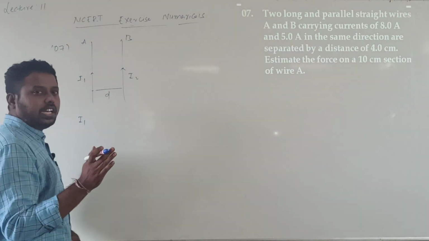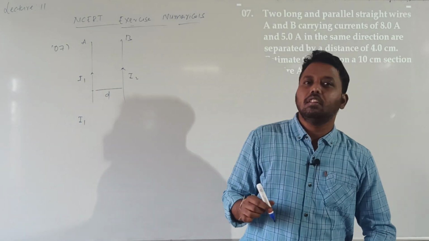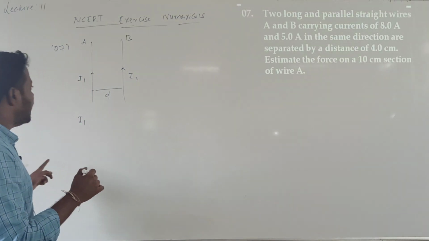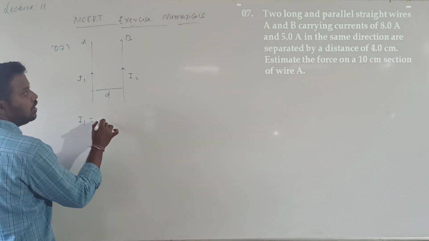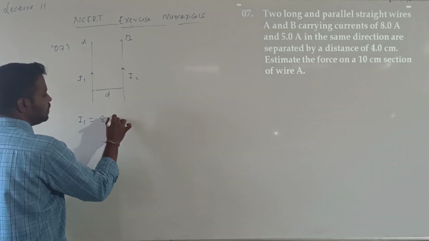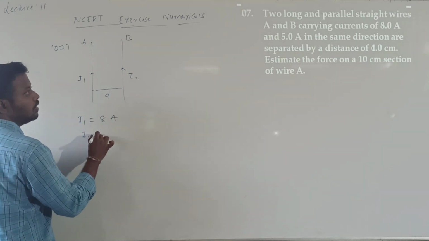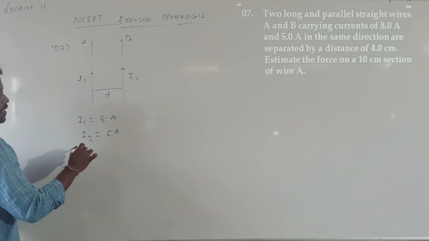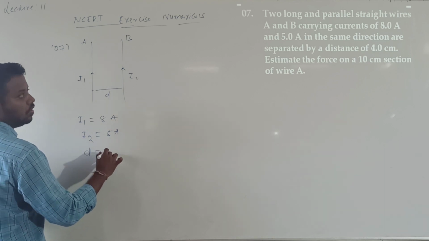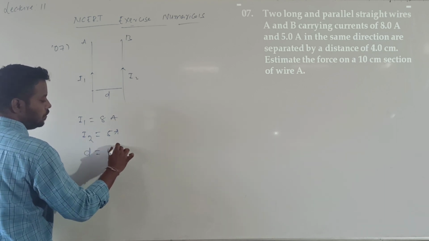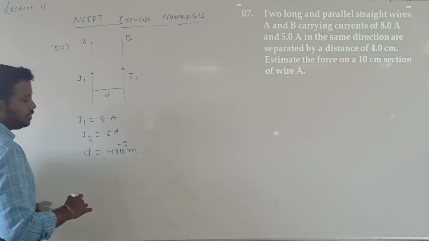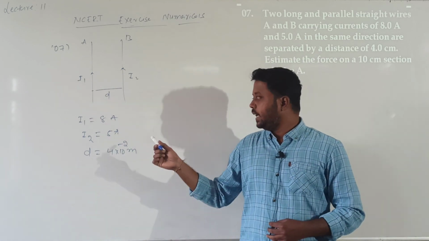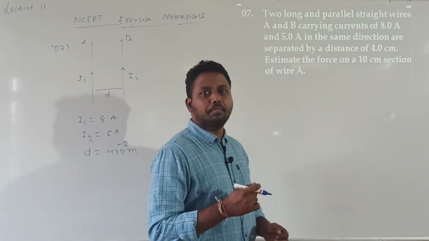When you are doing an NCERT problem, the first step is to draw the diagram and write down the required data. So I1 value is given as 8 amperes and I2 value is 5 amperes. What is the separation between them? Which is 4 centimeters. Can I write 4 into 10 to the power of minus 2 meters? Remember, when you want to solve the problem, all physical quantities should be in the same unit system.